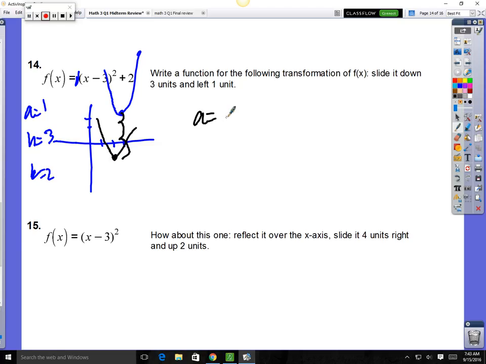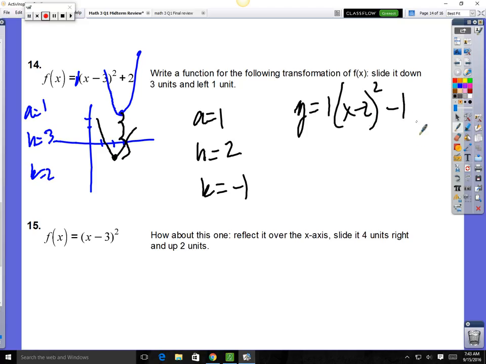So my new A is still going to be 1. My H, that's the left right. So I went right 3 times. So if I slide it left 1, my new H is going to be 2. And my K, you need to go down 3 times from where it was, and it was up 2. So if you go up 2 and you go down 3, it's going to be a minus 1. So my new function is going to be y equals 1 times x minus 2 squared minus 1.